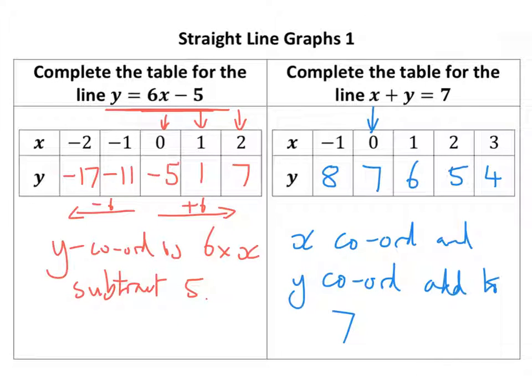Pretty straightforward. All the equation is doing is describing the relationship between the x coordinate and the y coordinate. Again, once you've plotted these, if they're not in a line, you've made a mistake. You need to go back and check.